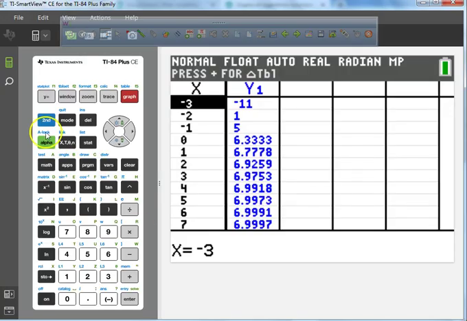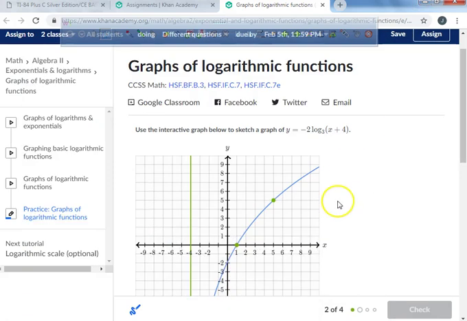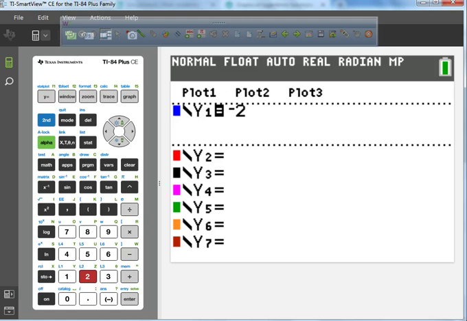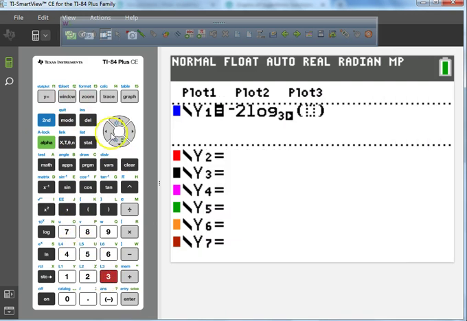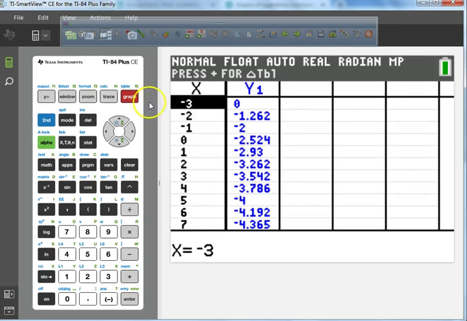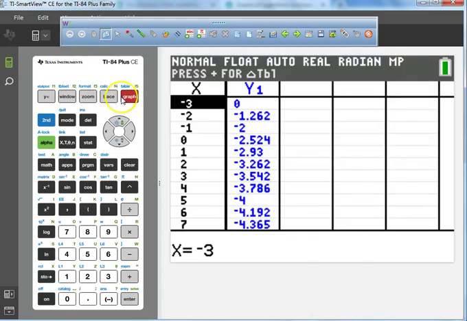Then you're going to go to your calculator. You're going to hit y equals. You're going to type in negative 2. Now what am I going to type in? Log base 3. So what do we need to type in? Alpha window number 5. Put a 3. Over here, we're going to type in an x plus a 4. And we're going to check our table. And we're going to write down a couple of points. Our points that we're going to use are negative 3, 0, and negative 1, negative 2. Alright? So negative 3, 0, negative 1, negative 2.